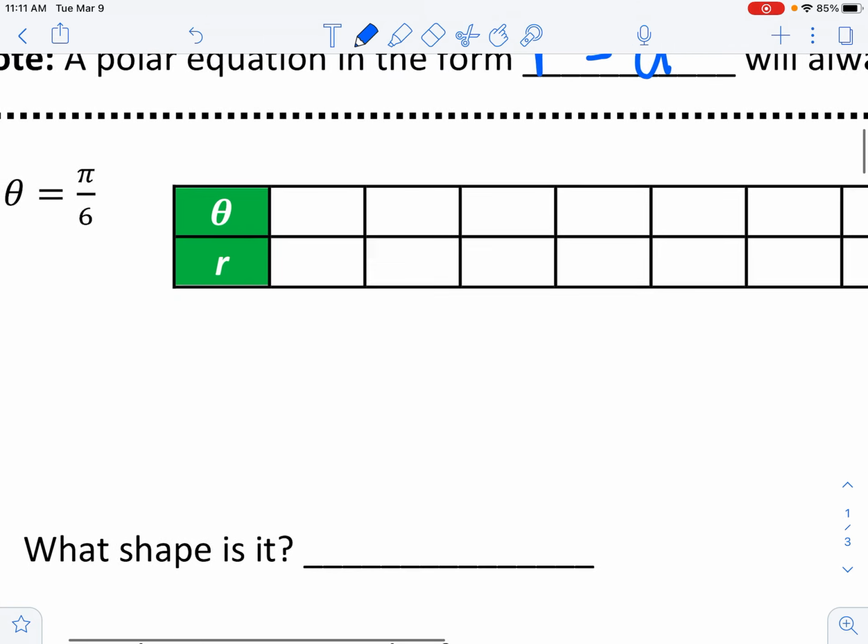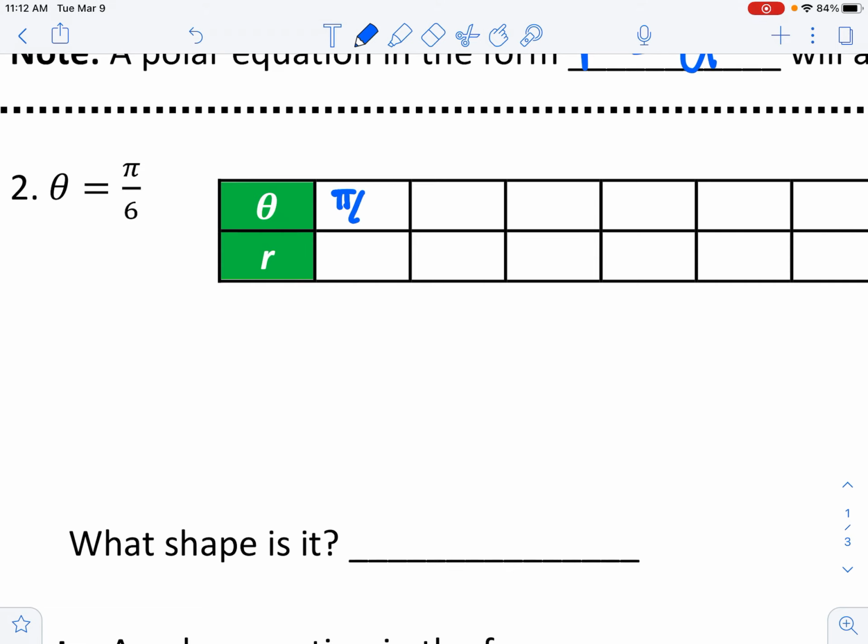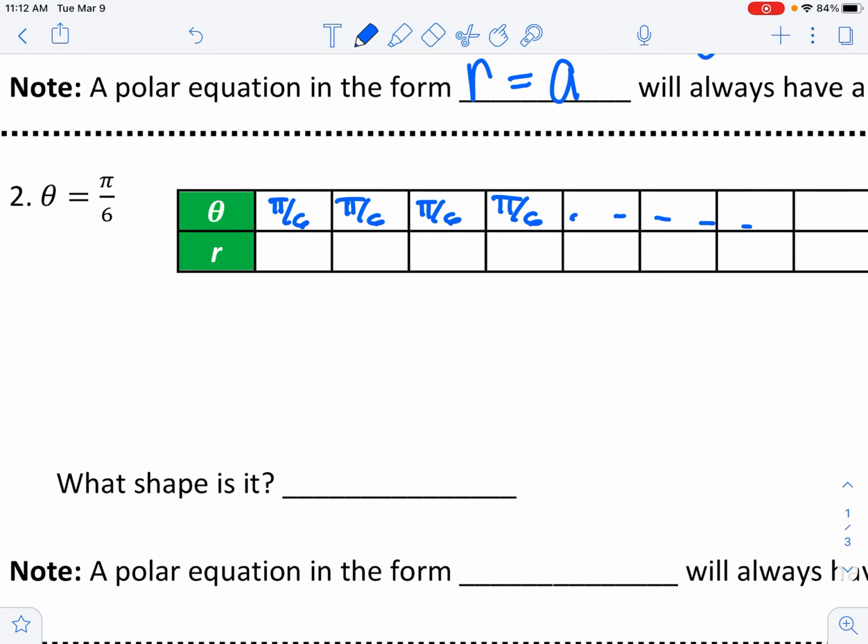Once again, I'm filling in a table to discover what it looks like. So theta is always pi over 6. So pi over 6, pi over 6, pi over 6, and so forth. I'm going to put dot, dot, dot, because they're all pi over 6s. Then r can be any value.